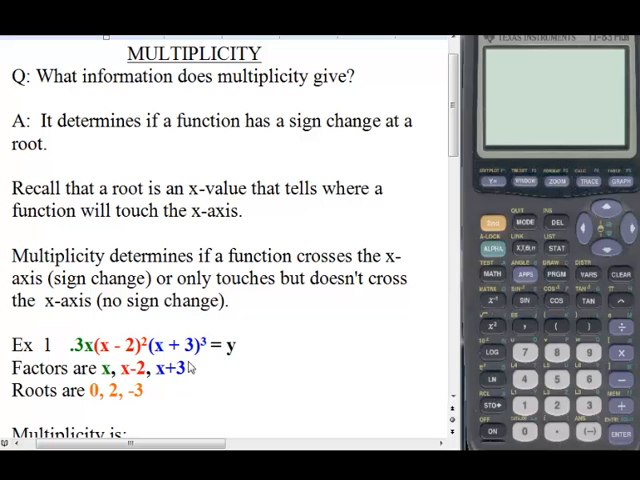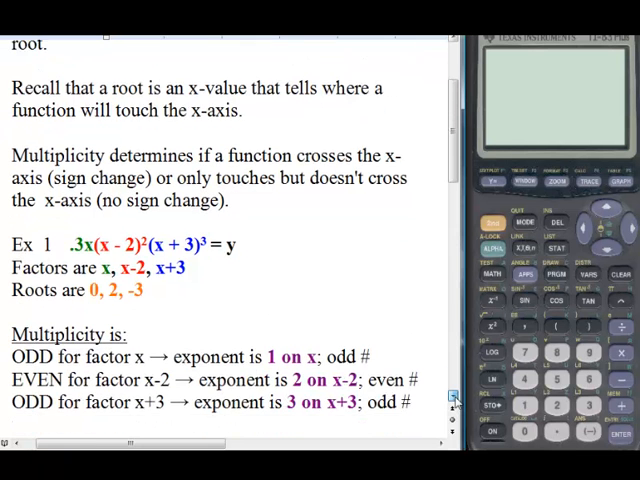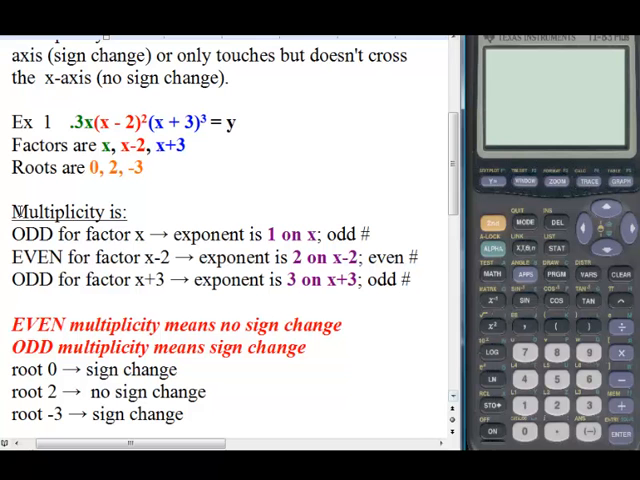Here's our first example. Notice it's already factored, and the roots are 0, 2, and -3. We're told that multiplicity is odd for factor x because the exponent on x is 1, and 1 is an odd number. Multiplicity is even for the factor x minus 2 because the exponent on x minus 2 is an even number. Multiplicity is odd for factor x plus 3 because the exponent on the factor is an odd number.